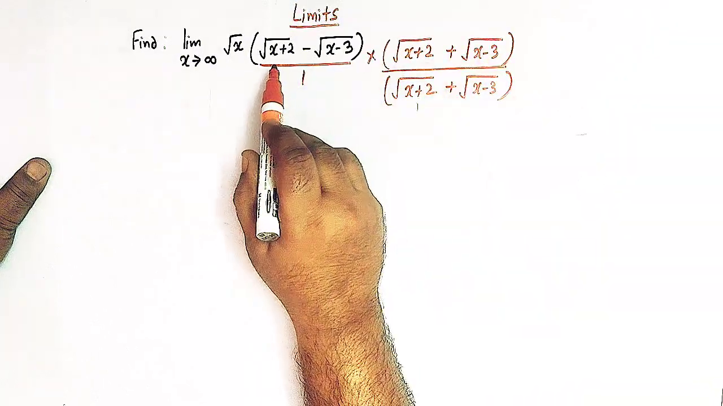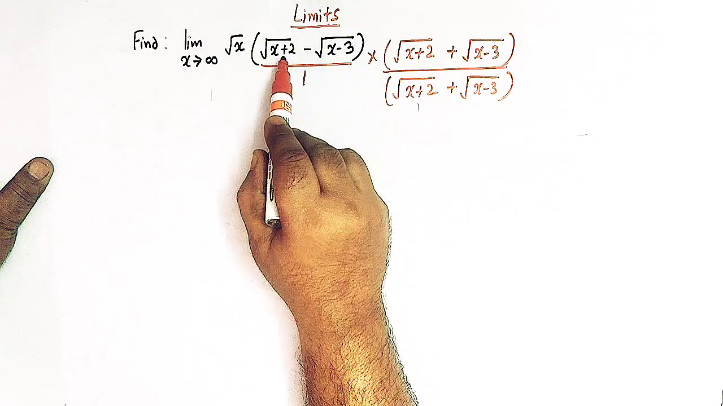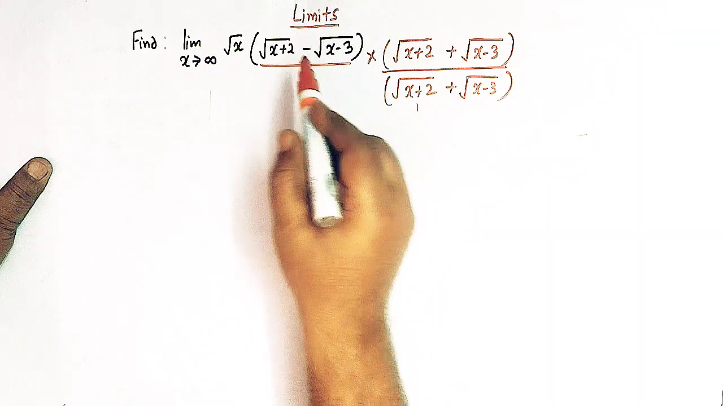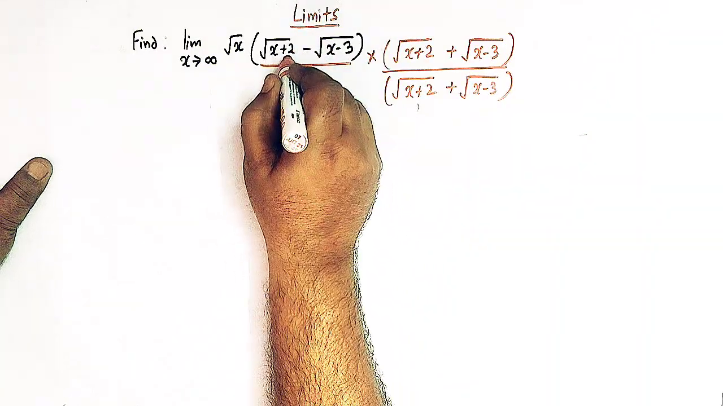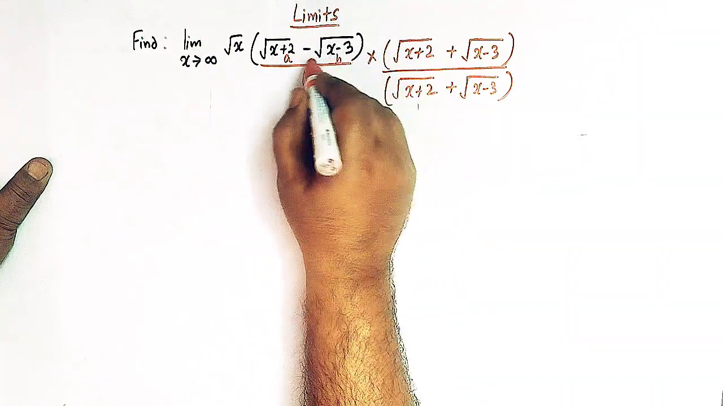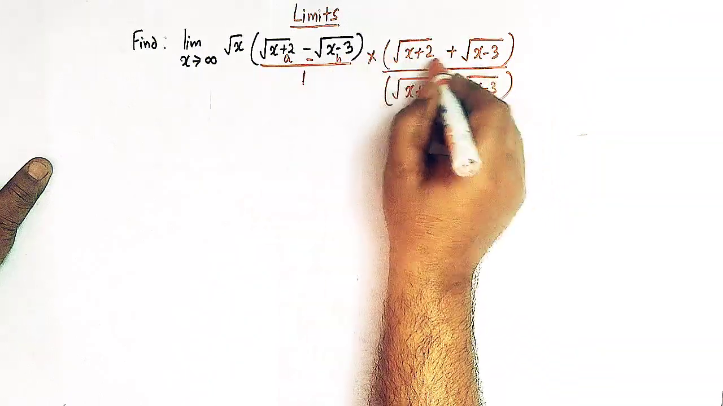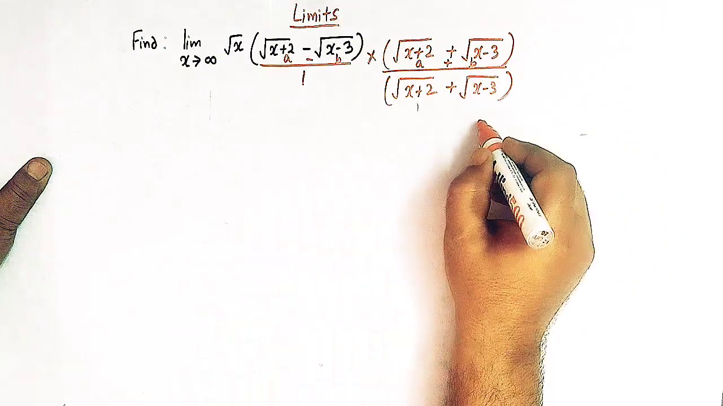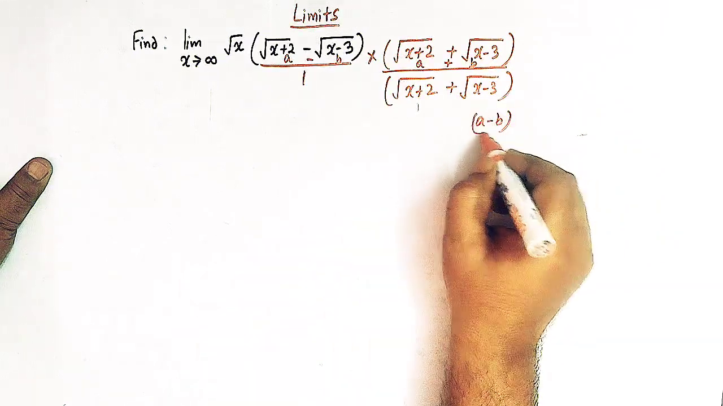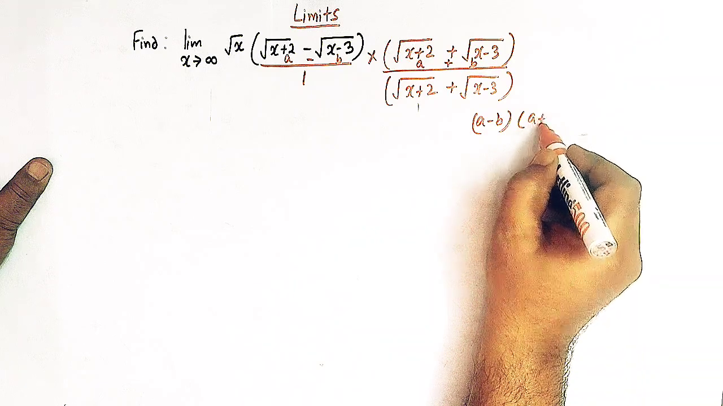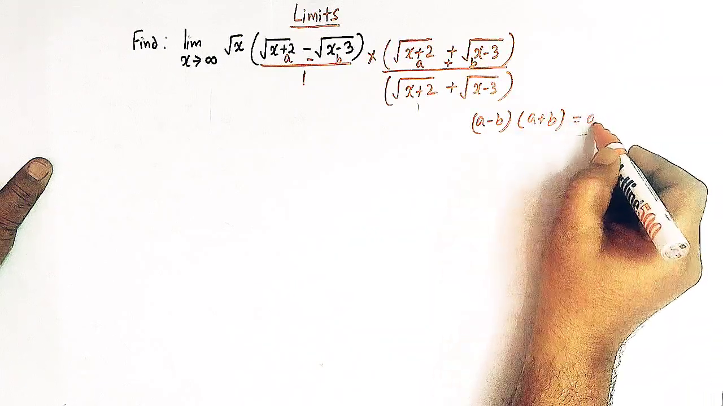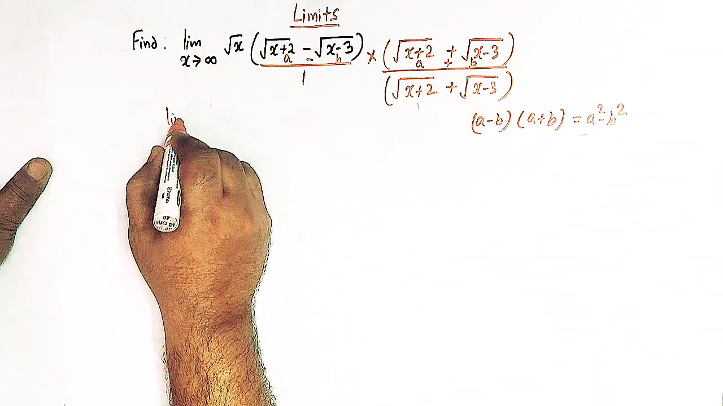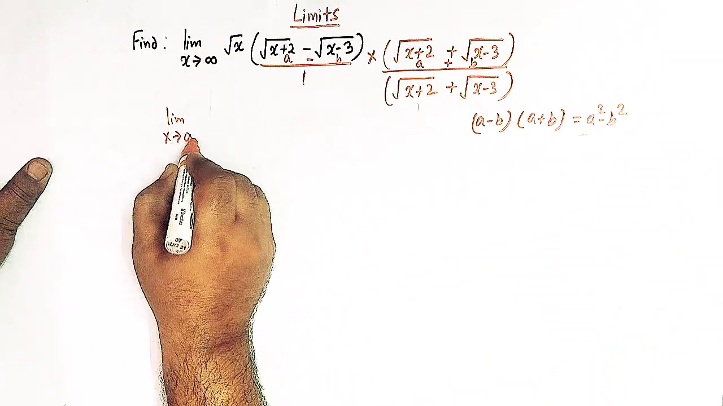Now we can see that we have a term in the numerator of the form a minus b. This is a and this is b. So this is a minus b, and here we have a plus b. We'll use the identity that a minus b times a plus b is equal to a square minus b square. So now we can write this limit as the limit x tends to infinity.